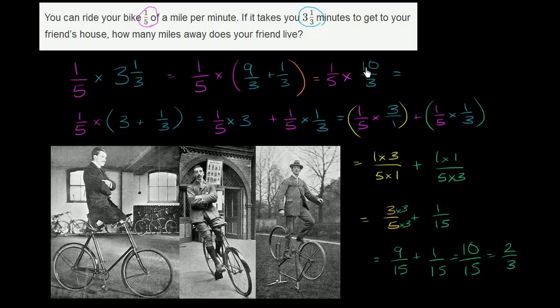And now we can just multiply the numerators and multiply the denominators. So this is 1 times 10 over 5 times 3, which is exactly equal to what we just got. 1 times 10 is equal to 10. 5 times 3 is 15. 10/15 we already established is the same thing as 2/3. So your friend lives 2/3 of a mile away from you.